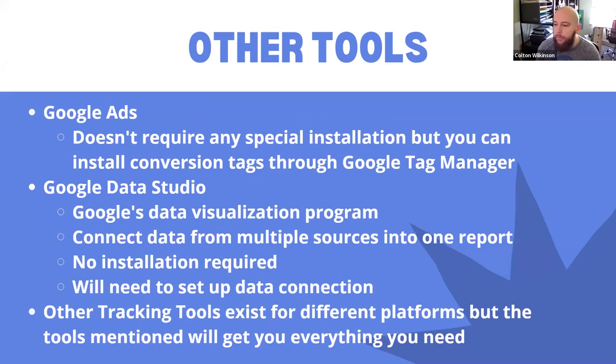So other tools that are out there that we're covering here, Google Ads. This doesn't require any special installation, but you can install conversion tags through Google Tag Manager. So when you set up a Google Ads account and you're running search ads, there's no installation that you have to do on the site like we did with Google Tag Manager or Google Analytics. But there are these tags called conversion tags, which allow you to track a little bit more accurately when somebody clicks an ad, how they're getting to that conversion stage. And that's something you can do through Google Tag Manager.